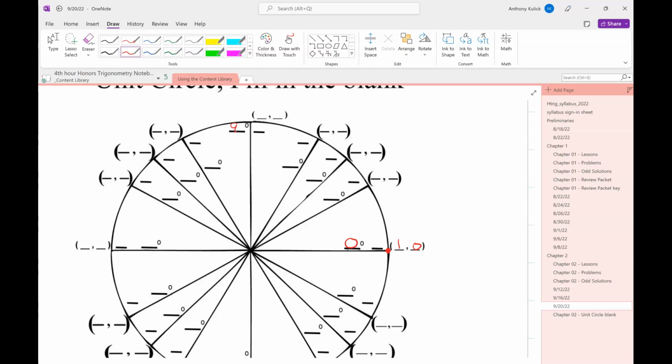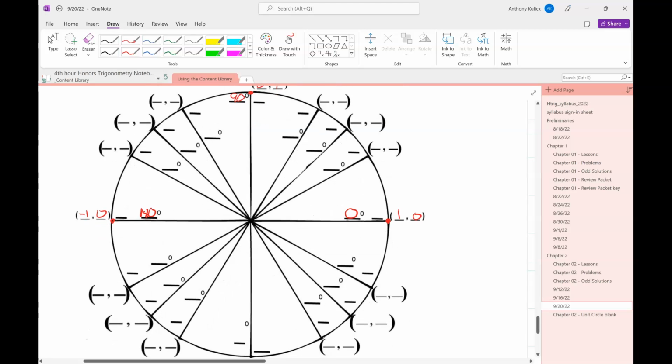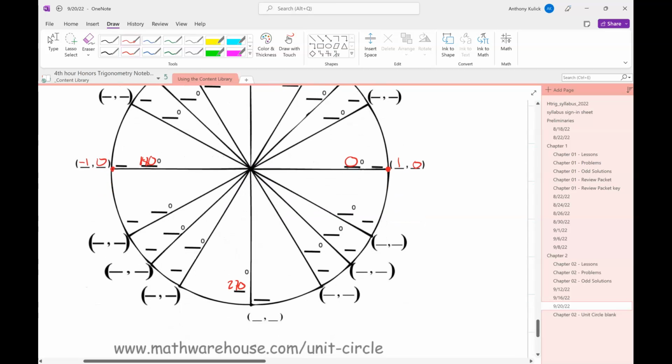Let's go here to 90 degrees where the point on my unit circle would be there. What's the coordinate of this point? 0, 1. Okay. Over here is 180 degrees. What's this point? -1, 0. Great. And then we'll go down to this spot here, which is 270 degrees. What's the coordinate there? 0, -1. If I went back around, this would be 360 again if we wanted to, right? Okay.